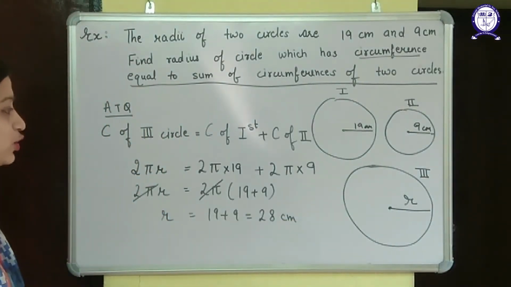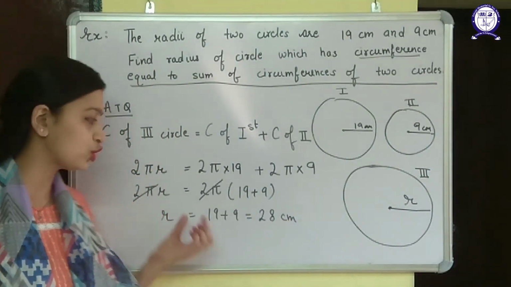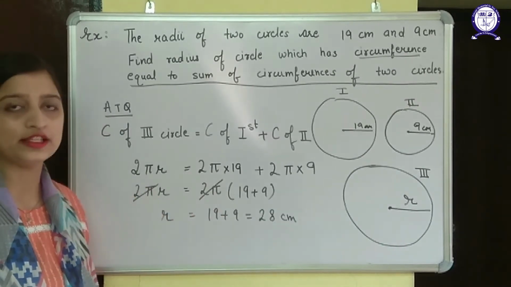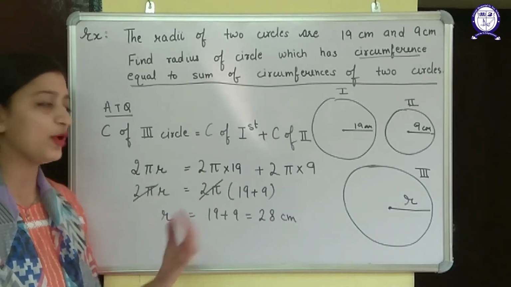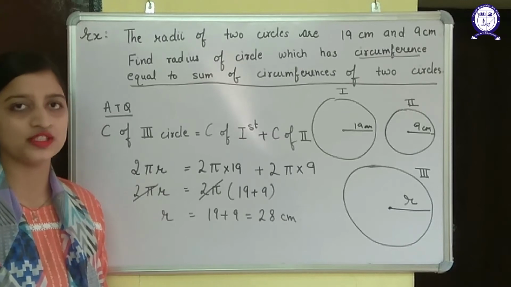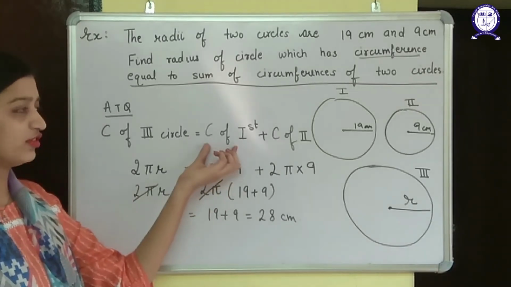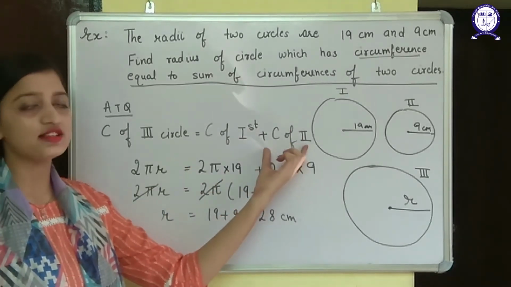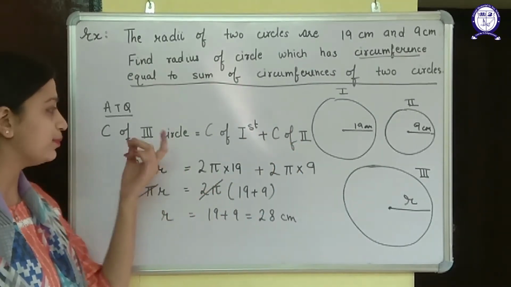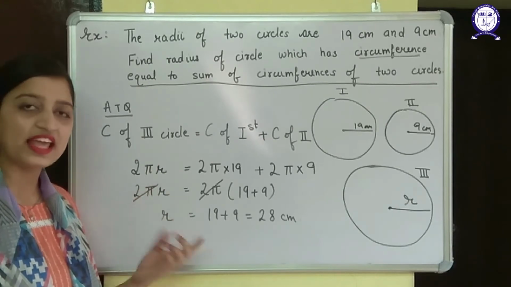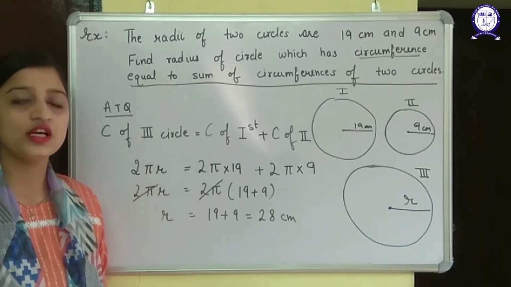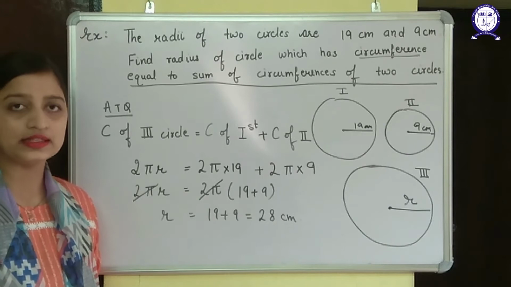If I do the question like this, the value of pi does not need to be put in the question because it will be eliminated from both sides. But you can do it with the other process also: find the first circle's circumference, the second circle's circumference, add them and put it equal to 2 pi r. But then it will take a lot of calculation. So it's better to do it like this.